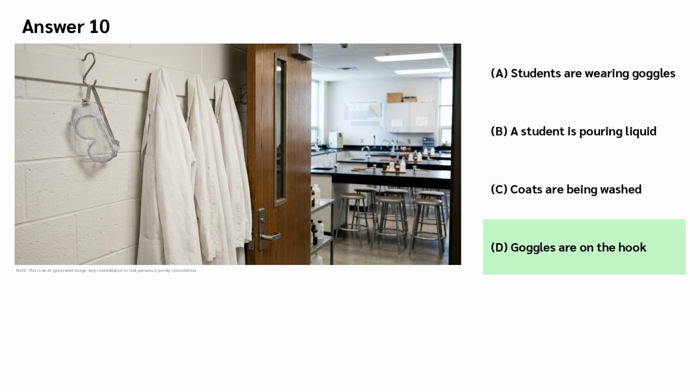Answer number 10. Answer D. Because clear safety goggles hang from a metal hook on the wall beside lab coats on pegs with no people in the photo. A. Is wrong because no students appear wearing goggles. B. Is wrong because no pouring action or liquid appears. C. Is wrong because the coats hang on pegs, not being washed.